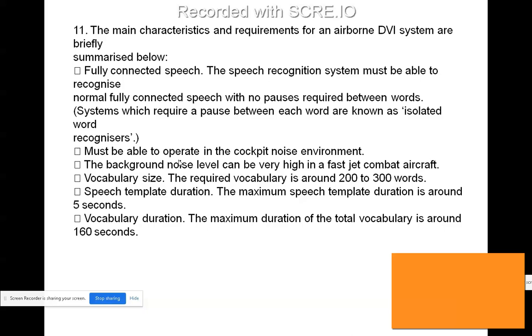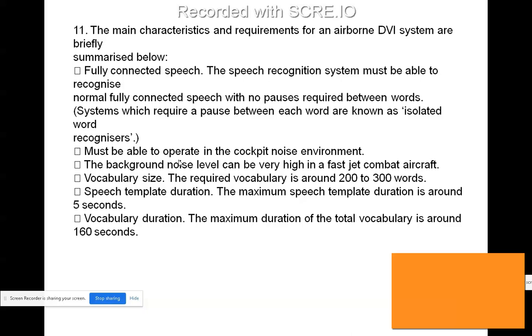So the main characteristics and requirements for the airborne DVI system are briefly summarized below. First one is fully connected speech. Fully connected speech means it will take a long time for the voice message. The speech recognition system must be able to recognize normal, fully connected speech with no pauses required between words. So in fully connected speech there will not be any pause. Pause means stop, a break, so the message will not be unavailable. It will be continuously given to the pilot.